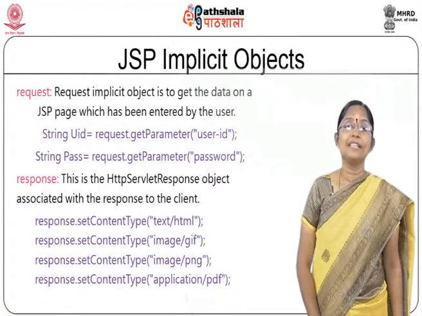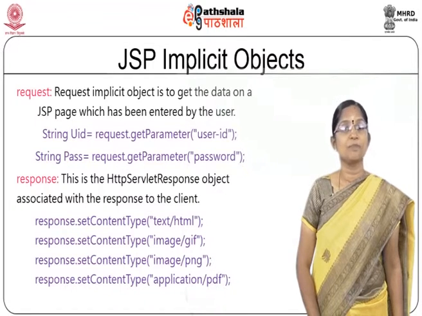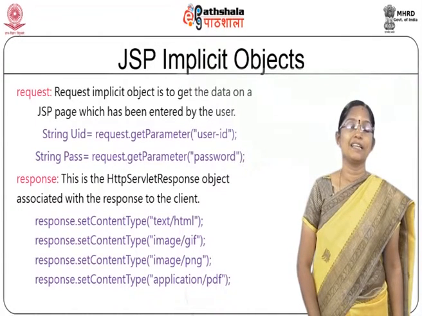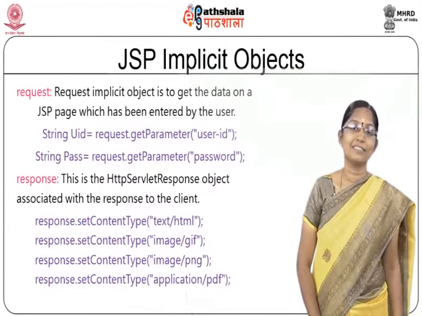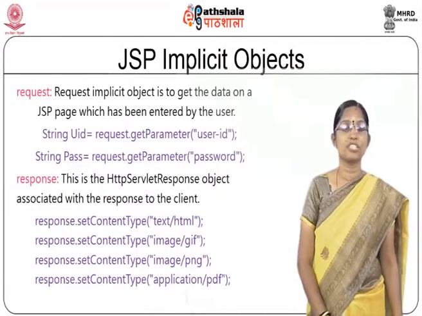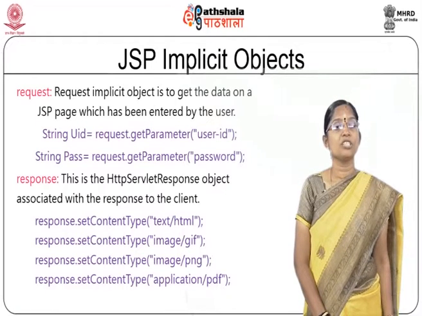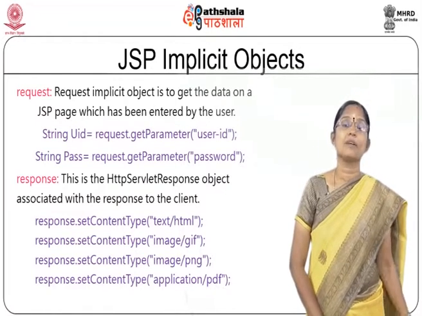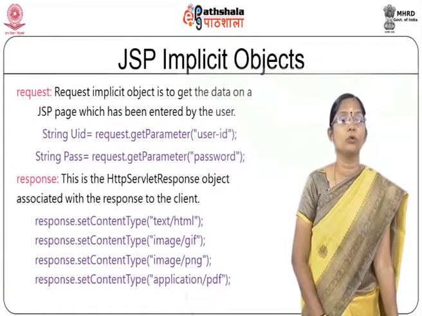Whereas the user ID in the quotes is some value which has been given by the user on the client side. In order to parse and extract this value, request is used. Request is an implicit object and getParameter is a method available in that implicit object, which is used to parse the value of the input.